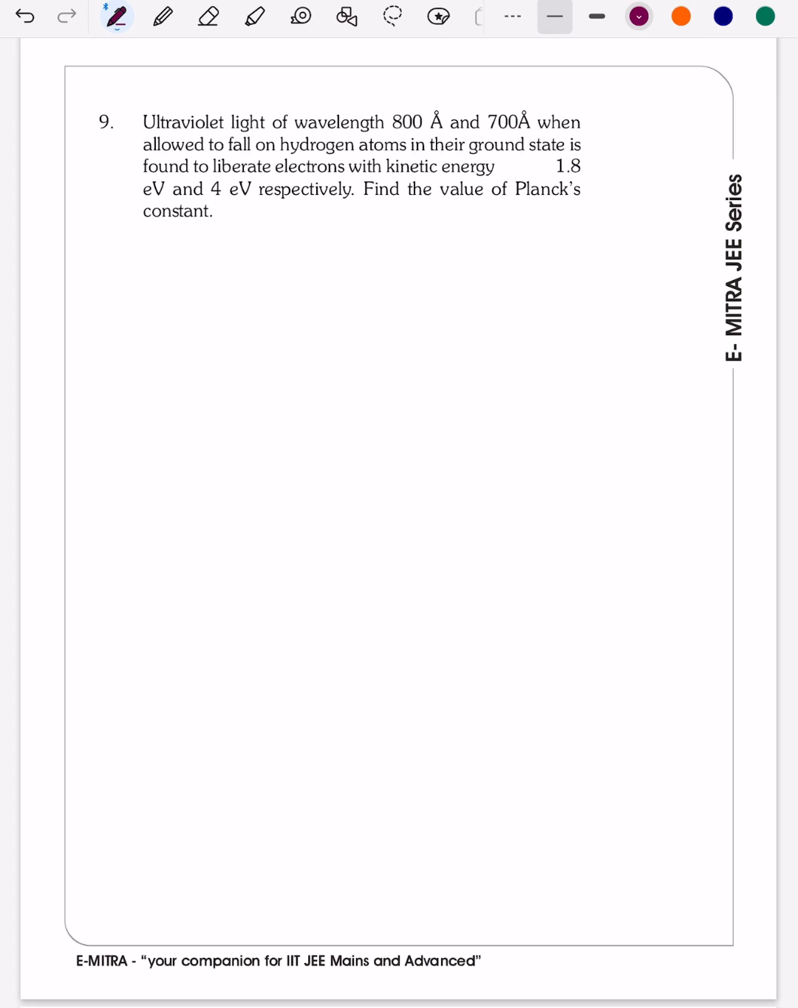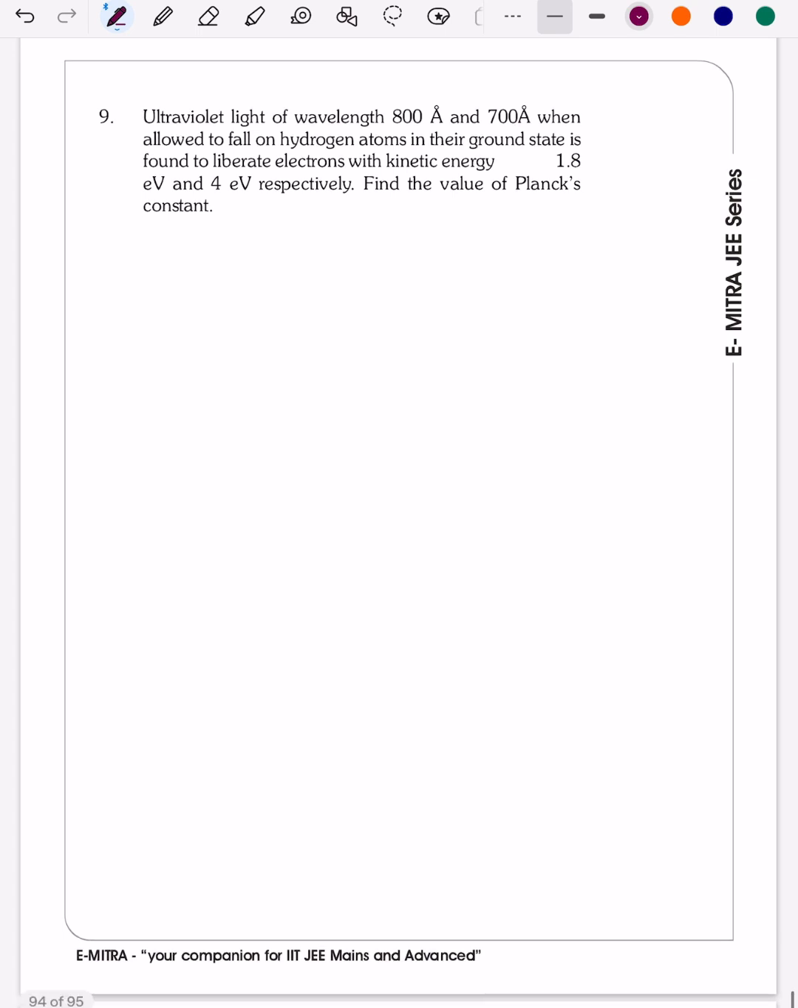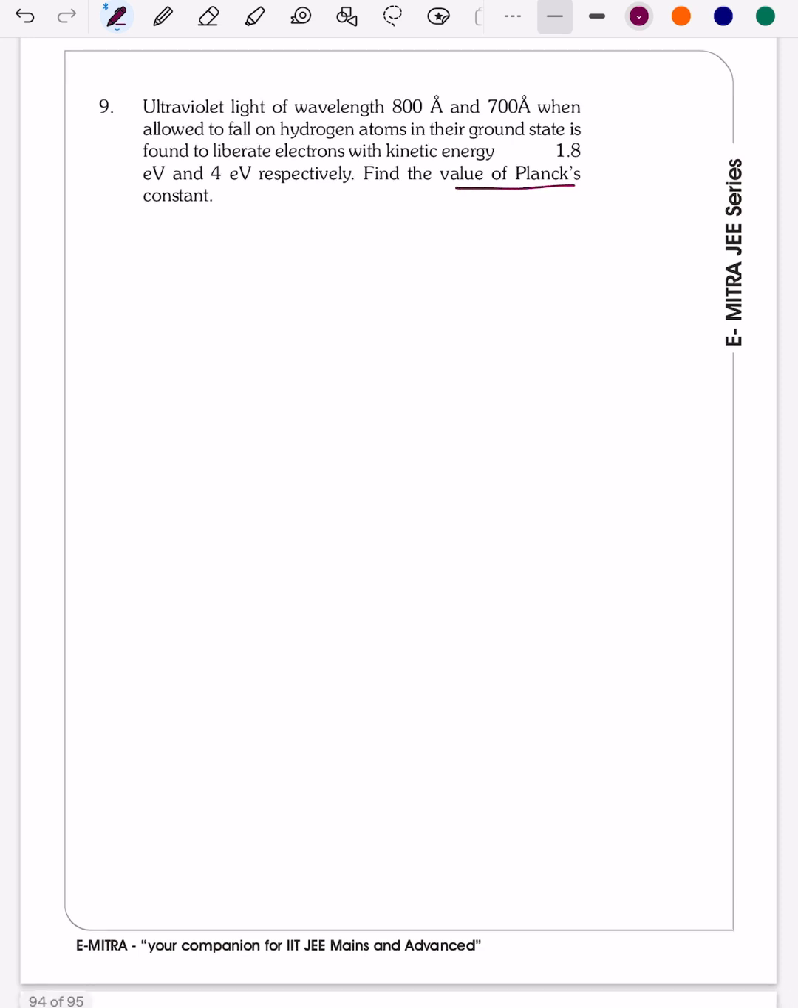Question number 9 says ultraviolet light of wavelength 800 Armstrong and 700 Armstrong when allowed to fall on hydrogen atoms in their ground state is found to liberate electrons with kinetic energy 1.8 electron volt and 4 electron volt respectively. And the question is asking us to find out the value of Planck's constant. So let's move step by step in solving the question.